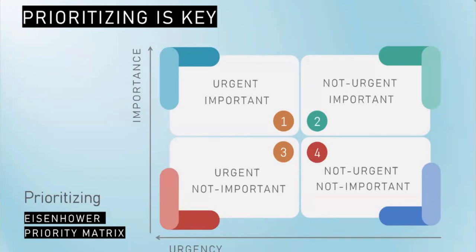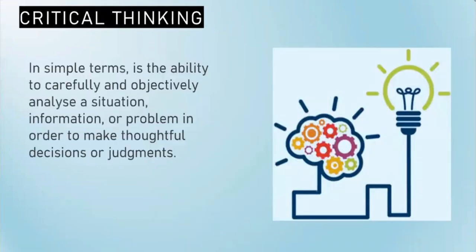So do take a look at this tool in detail. It's called Eisenhower Priority Matrix. This would really, really help you to prioritize your tasks. Great. With that, let's quickly take a look at critical thinking.